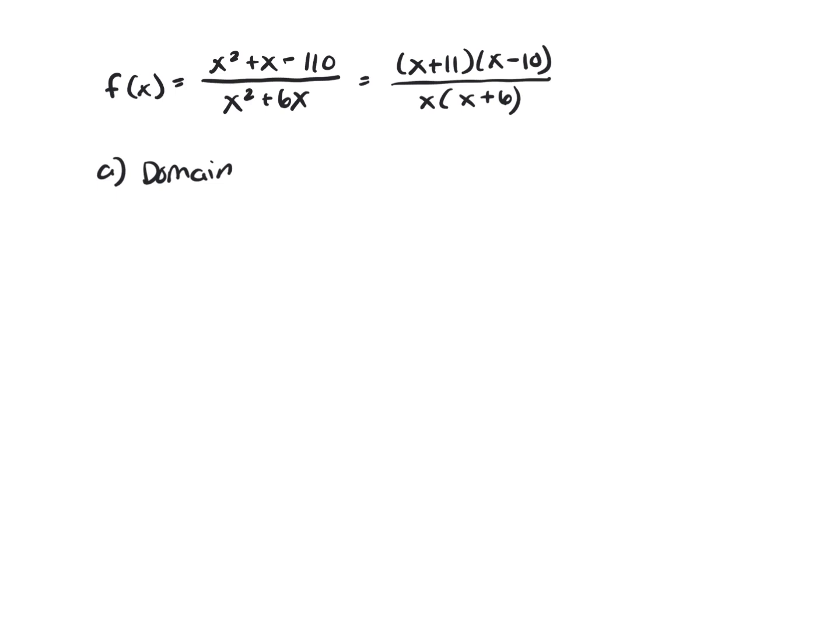So that means you've got x and x plus 6. Let's figure out what values make it 0, and that would be x equals 0 or x equals -6. So the domain is all real numbers except it can't be 0 and it can't be -6.